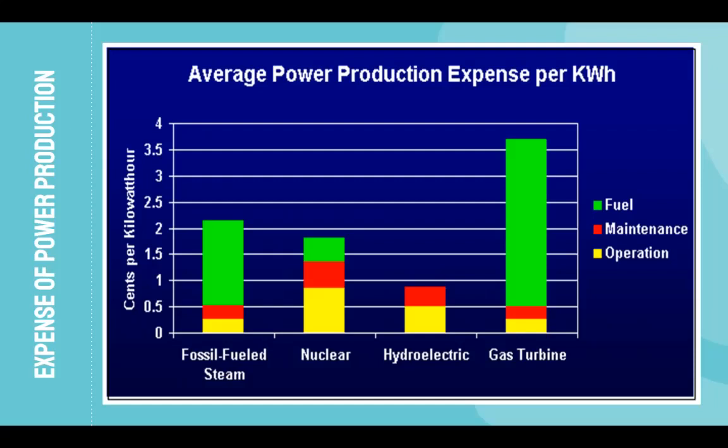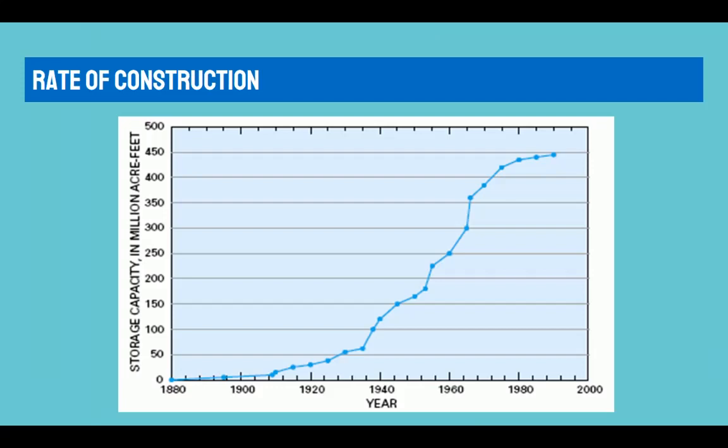When you look at average power production expense per kilowatt hour, you can see that hydroelectric is one of the cheapest. So while the initial investment in the actual building of the hydroelectric power plant is high, the actual cost per kilowatt hour is really low compared to, say, a gas turbine, fossil fueled steam, or nuclear power plant. And a big part of that is you don't have to pay for fuel. Okay, water's there. And so you're not having the input of fuel. It's mostly in terms of the operation and maintenance to keep it going. And because of this, we've seen a big jump in the rate of construction. But I think you notice right there in the end, after you pass the 1980s, it's starting to level off a little bit.